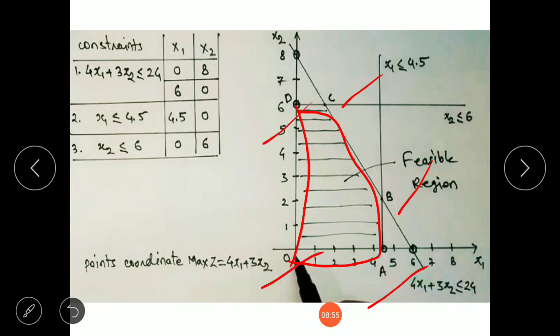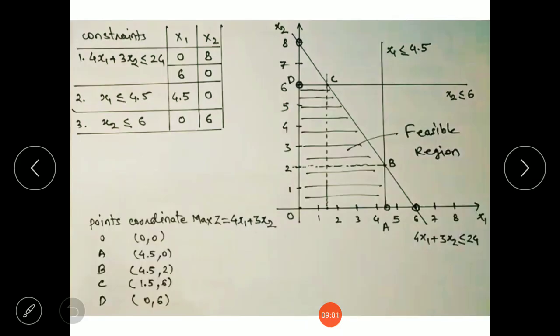So we'll write all the corner points. O has coordinates x1 is equal to 0, x2 is equal to 0. So we have written x1 is equal to 0 and x2 is equal to 0. A has the coordinates x1 is equal to 4.5 and x2 is equal to 0. So we have written x1 is equal to 4.5 and x2 is equal to 0.